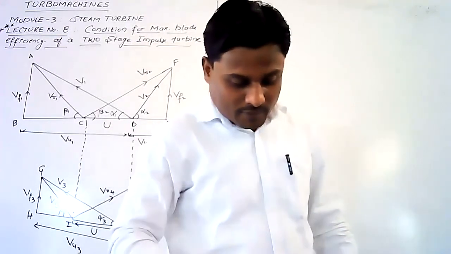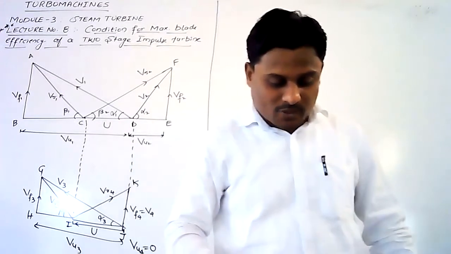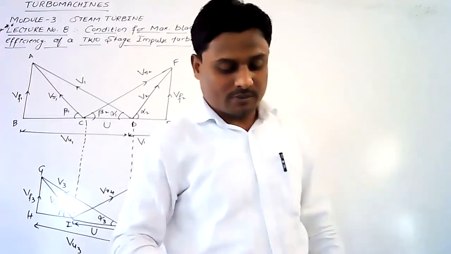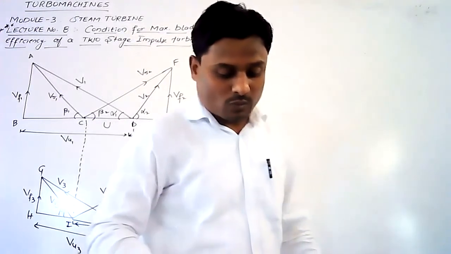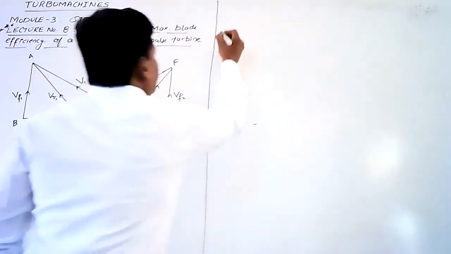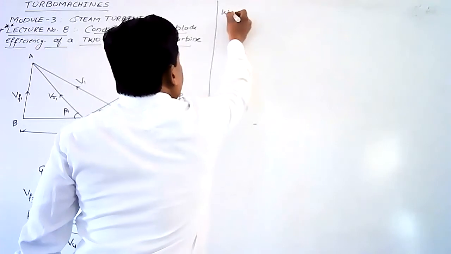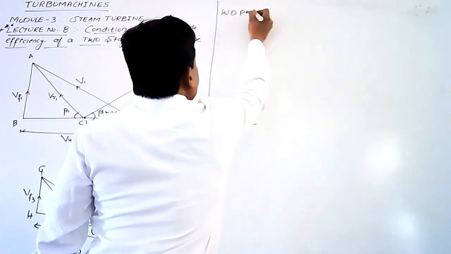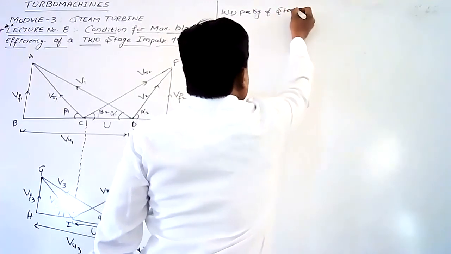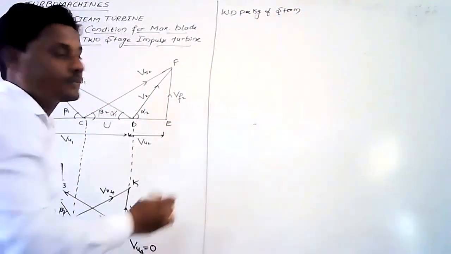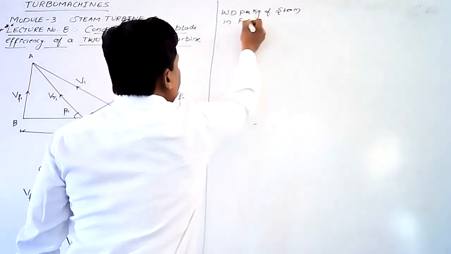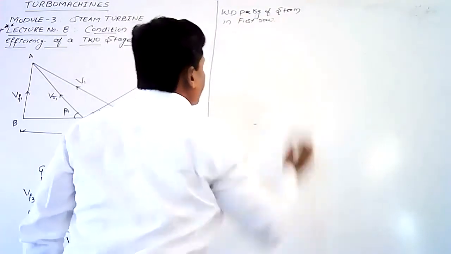Okay, next line. Since all the moving blades are mounted on the same shaft, the tangential speed is the same. Next, in the first row of moving blades, write down the work done per kg of steam in the first row of moving blades.